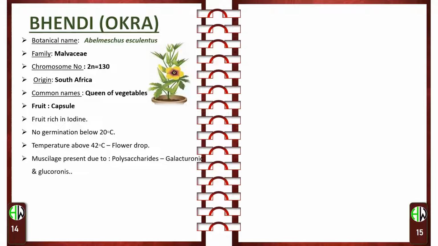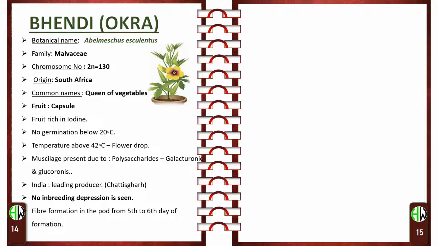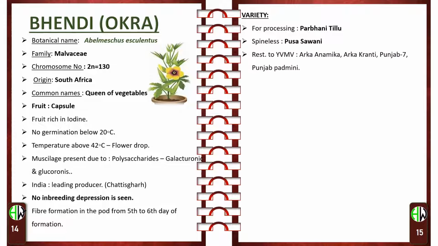Mucilage is present due to polysaccharides, galacturonic acid and glucuronic acid. India is the leading producer. Chhattisgarh. No inbreeding depression is seen in okra. Fiber formation in the pod is seen from the 5th to 6th day of formation. Few varieties are: for processing, Parbhani Tillu. Spineless, Pusa Sawani. Resistant to yellow vein mosaic virus, YVMV. Varieties: Arka Anamika, Arka Abhay, Punjab 7, Punjab Padmini. Sister lines of okra are Arka Anamika and Arka Abhay.